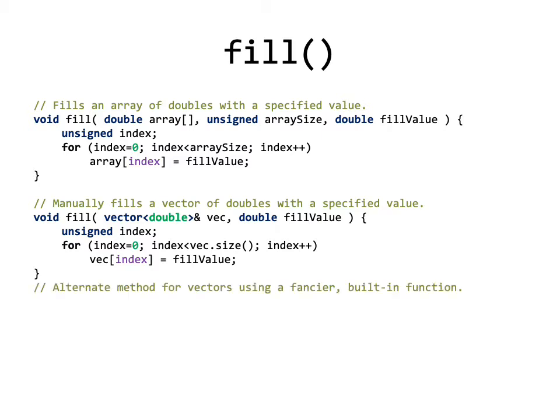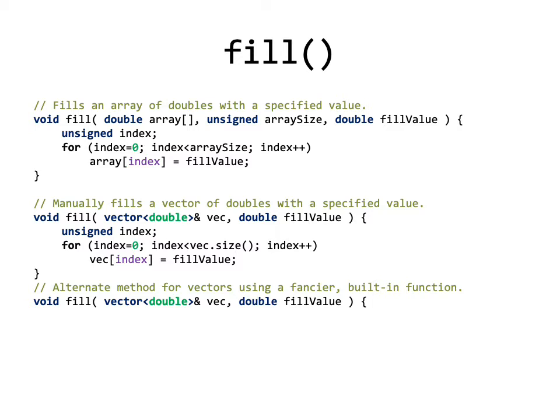Now there's an easier way to do this for vectors. Because vectors are a class, they have a lot of built-in functions, and so there's a function that will do this for you. I challenge you, first of all, notice that the same method signature is here, but we're going to change the body of this fill function. Otherwise, it's going to be identical to the one right above it, the middle one.